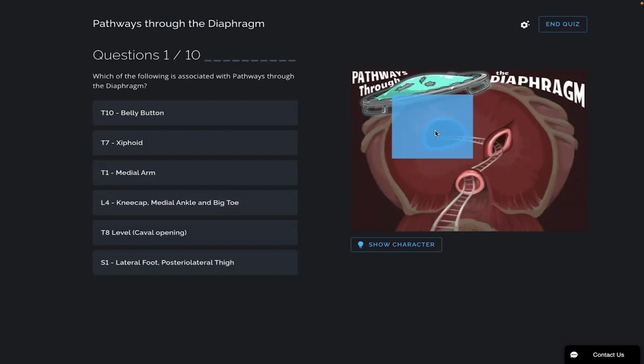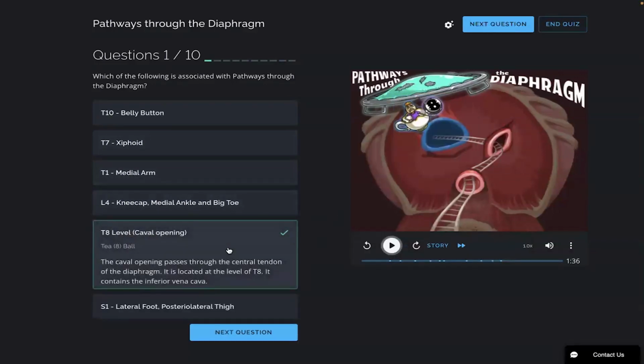I remember the Picmonic here, the T8. So the T8 ball, I'm going to go with the T8 level. There it is. And it says the caval opening passes through the central tendon of the diaphragm. It is located at the level of T8. It contains the inferior vena cava.